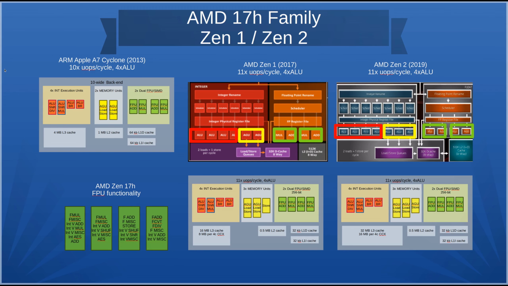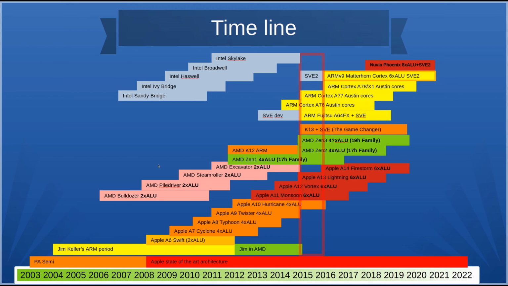I would like to also point out another interesting information about the Zen 2, because when we look at the timeline, the history of the CPU development, we can see here 2012. This is Jim Keller. He's leaving Apple, and he goes to AMD to help to start Zen 1 development. And also we know the K12 started development here in 2012.